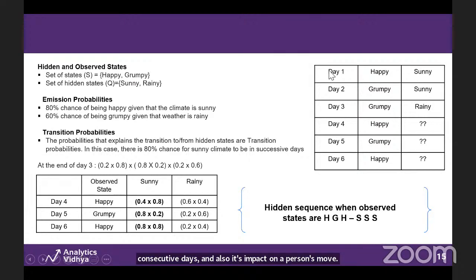On day 1, the weather was sunny and the person was happy. On day 2, the weather was sunny, but the person was grumpy. On day 3, the weather was rainy, and the person was grumpy. So on days 4, 5, and 6, I have the observed states of the person's mood, and I'm supposed to come up with the hidden state. I'm supposed to figure out the weather conditions. So how can we achieve this through the hidden Markov model?